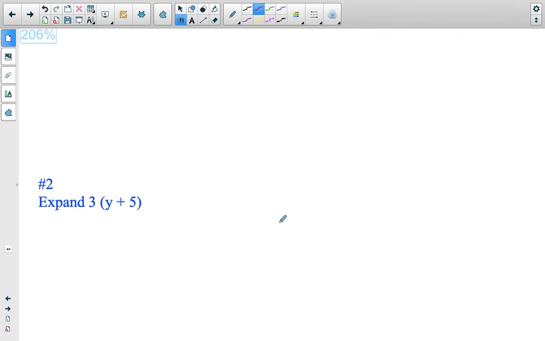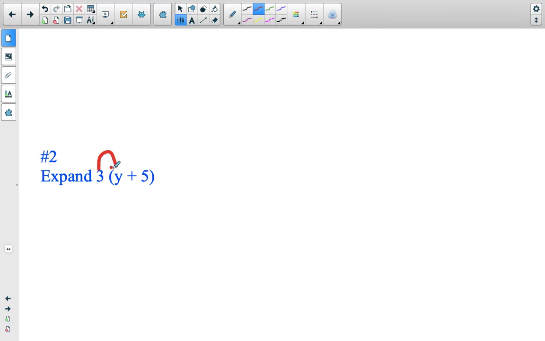Again, expanding is quite easy for you, where you would multiply your outside term to everything on the inside. So I would end up with 3y plus 15. Okay, and that's that.